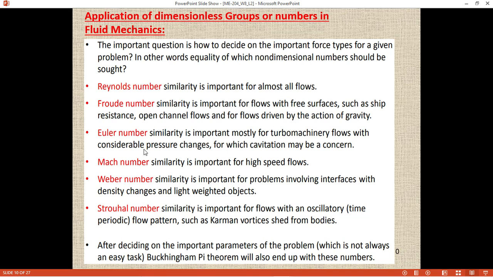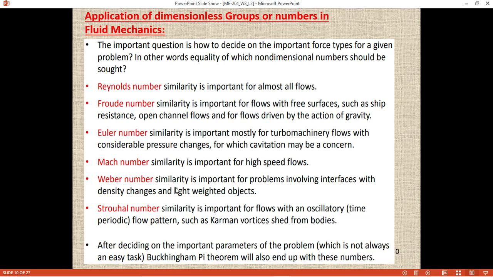In the same way, Euler number similarity is important mostly for turbomachinery flows. This number is helpful in the case of turbomachinery flows with considerable pressure changes, for which cavitation may be a concern. So wherever the inertia force and the pressure force are involved, the Euler number is useful. Wherever there is a pressure difference, this number is very helpful.